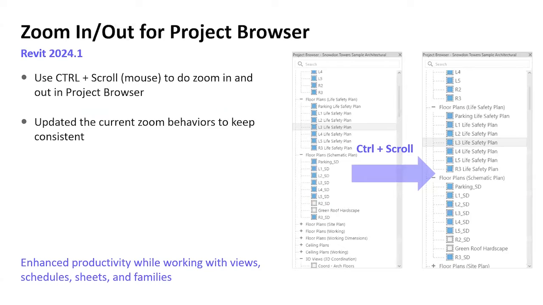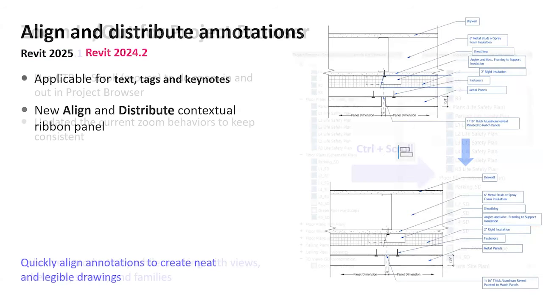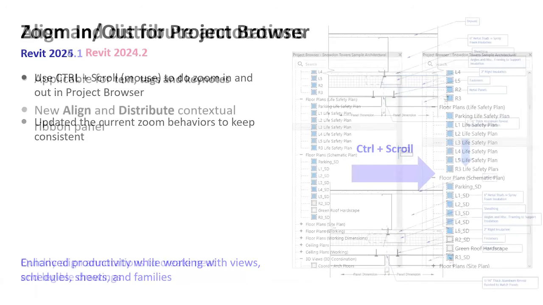In 24.1, we were able to do all kinds of zooming inside. So Control plus zoom, you're zooming inside the project browser. There were other enhancements to the project browser as well. We'll talk about some of those, like the indication when a view is on a sheet.